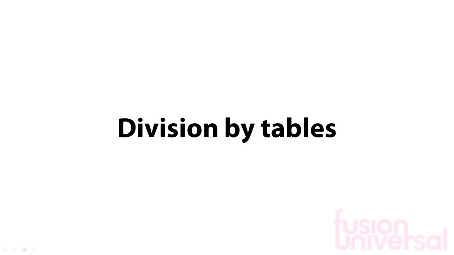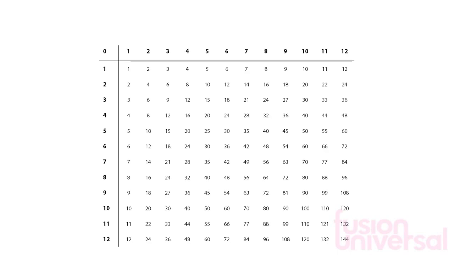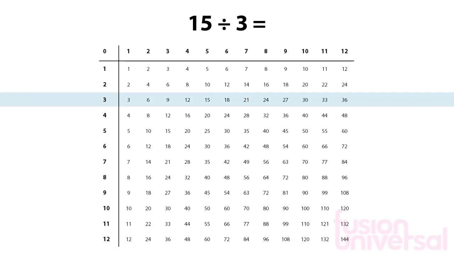You can carry out division using your times tables. Here is a copy of the times tables up to 12. We will try and use this to divide 15 by 3. Because we are dividing by 3, we will look at the row of numbers that starts with 3.